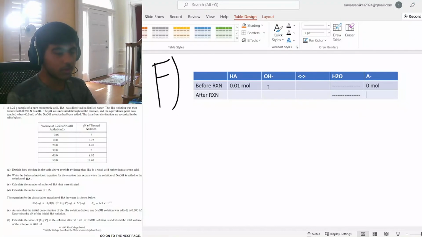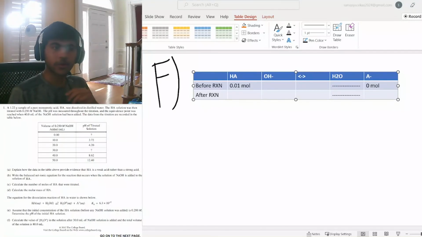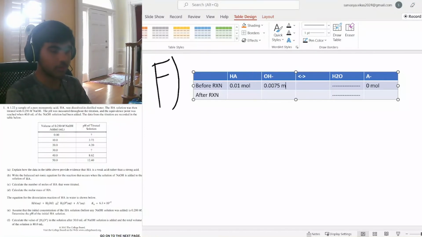And so we had 0.01 moles and we had 0 moles of A minus. How much OH minus did we have before the reaction? Let's think about that. Before we reacted all of this hydronium and the NaOH, we added 30 milliliters, which is 3/4 of our total. So we're going to have 0.0075 moles, right? 3/4, so 0.0075 moles.